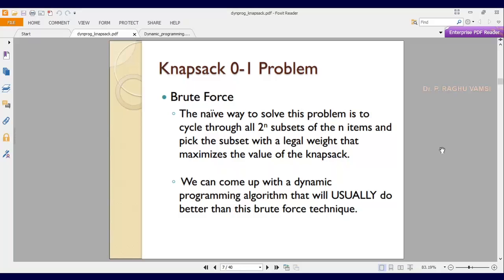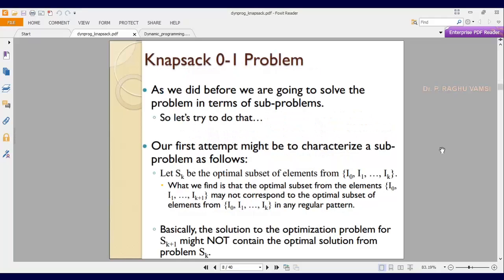We can come up with a dynamic programming algorithm that usually does better than the brute force technique. Now we'll see how we can solve this via dynamic programming. Dynamic programming works on the principle of optimality. What is this principle of optimality? It states that whatever the initial state may be, the next coming state must be better than the previous state. That means I have taken an item, and I know the weight of the item and the value corresponding to that item.